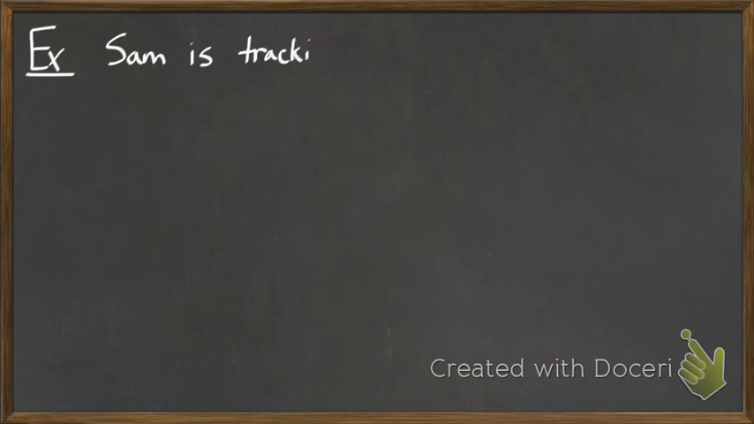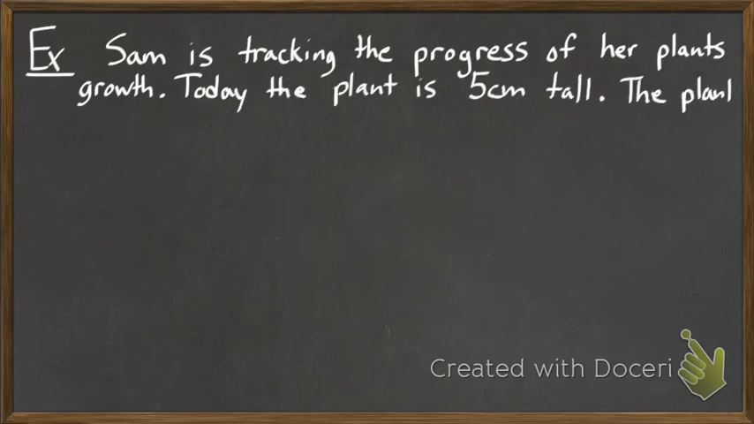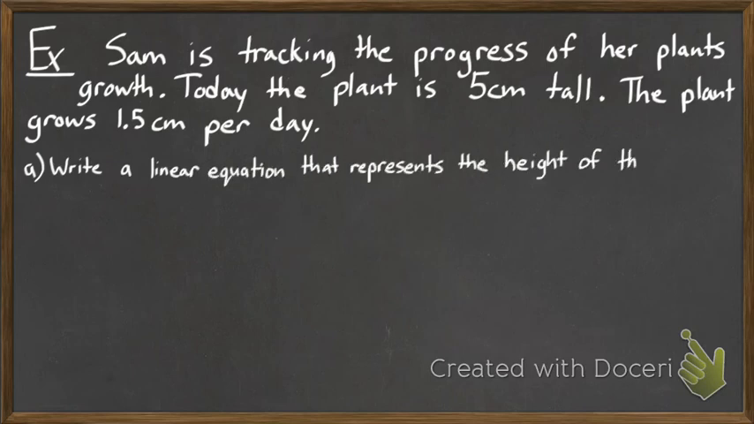Okay, now we're going to tackle some word problems. In this example, Sam is tracking the progress of her plant's growth. Today the plant is 5 centimeters tall, and we know that the plant grows 1.5 centimeters per day. Given this, we want to write a linear equation that represents the height of the plant after d days.